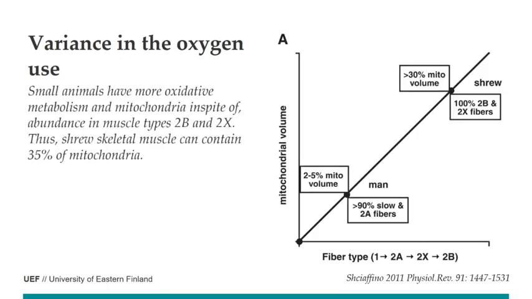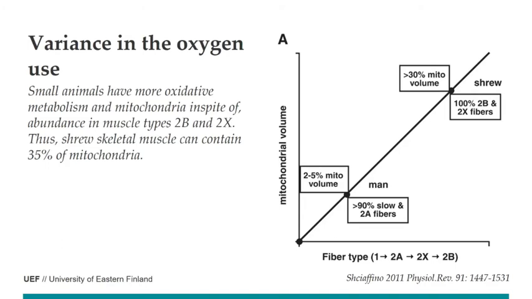The general rule is that these small animals have more oxidative metabolism and more mitochondria, in spite of the abundance of these glycolytic cells in their skeletal muscle. Over here on the right-hand side on the screen, there's a huge amount of mitochondrial volume. It's much higher than in humans, but also there are more 2X or 2B type muscle fibers.